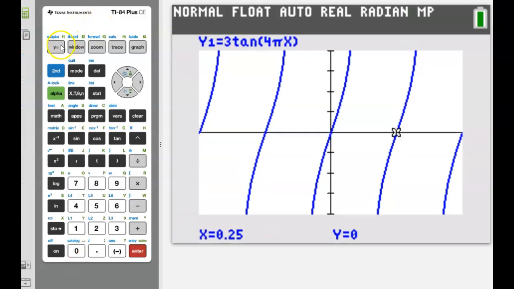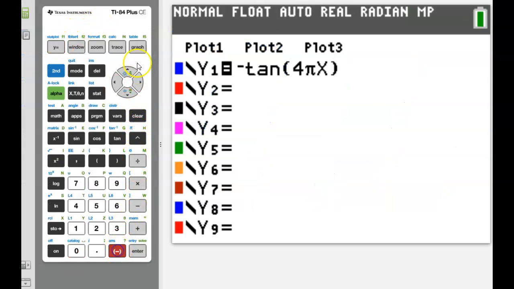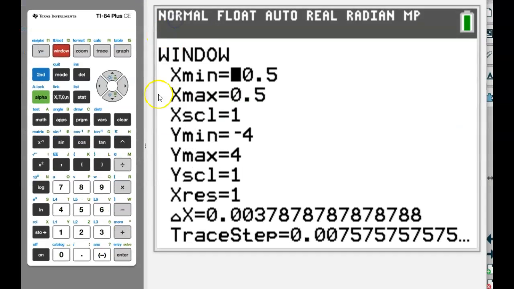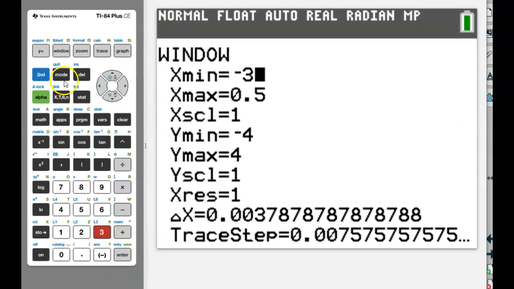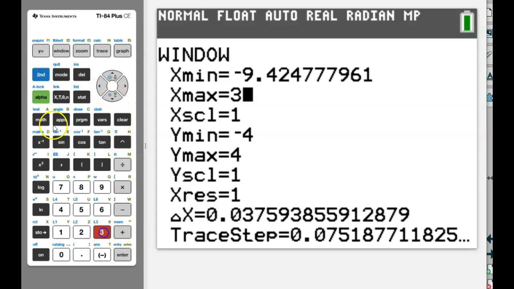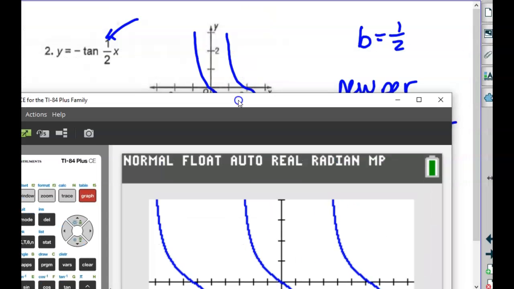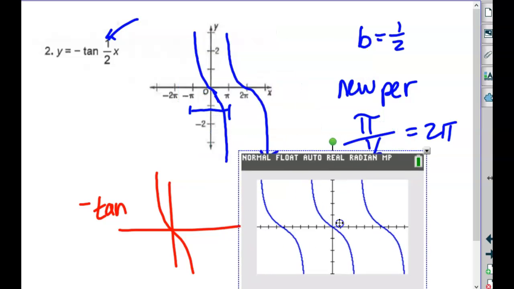Okay, somebody tell me what this one said. Negative tan of 1/2 x. 0.5, I'll put x. And the window was like negative 3 pi to 3 pi? Yeah. I'm gonna leave mine 4 just because I'm too lazy to fix it. Is that what we got? Or would have? Okay.